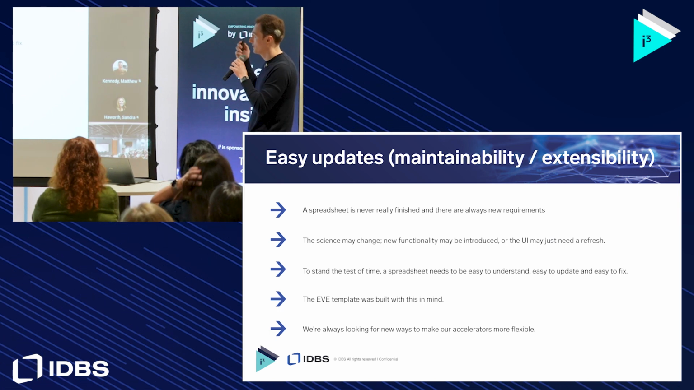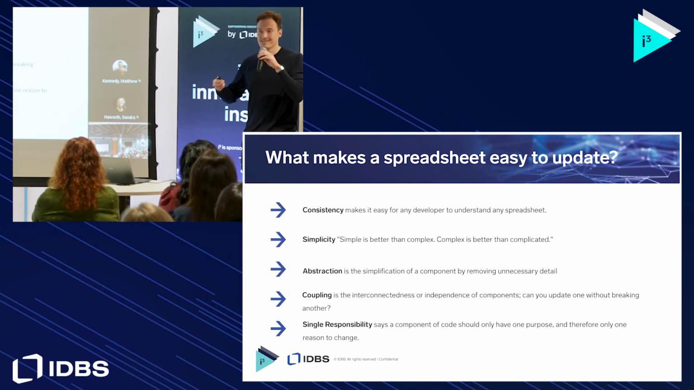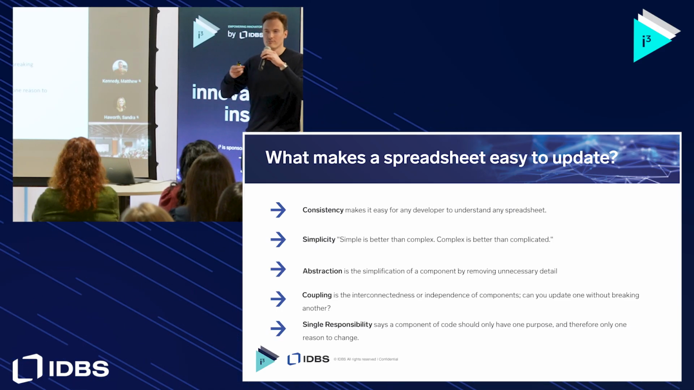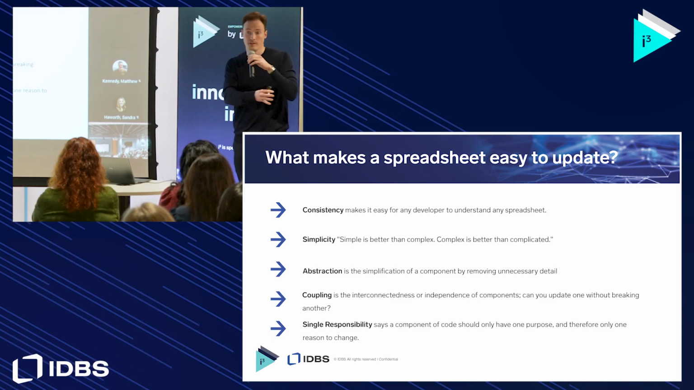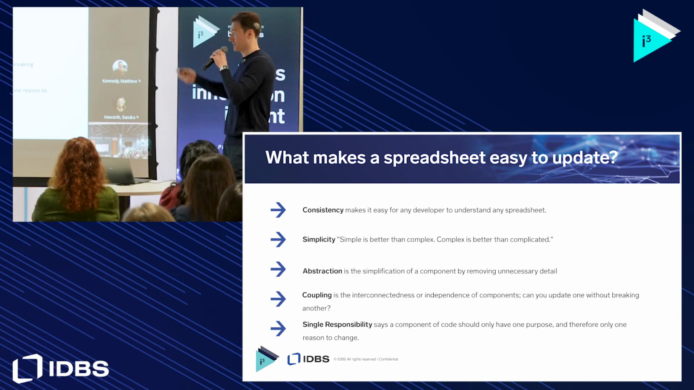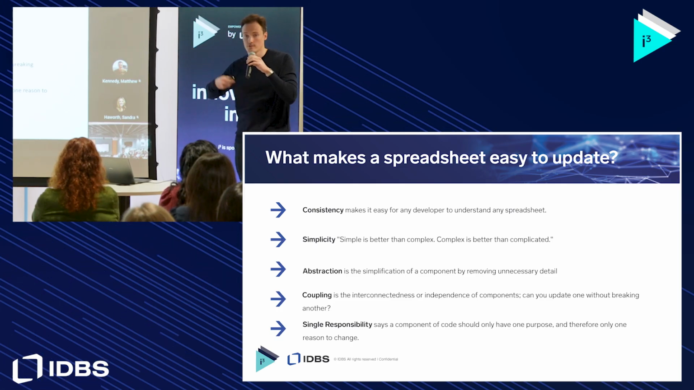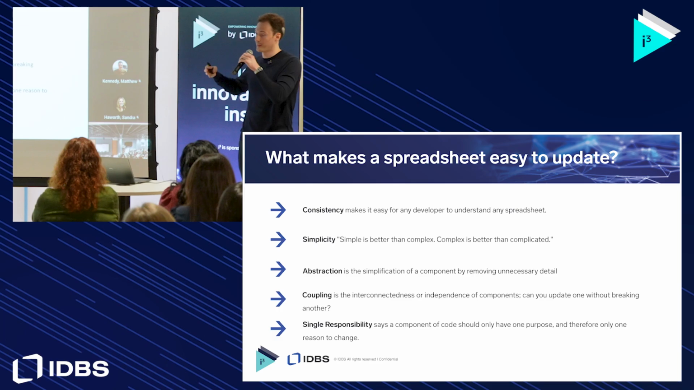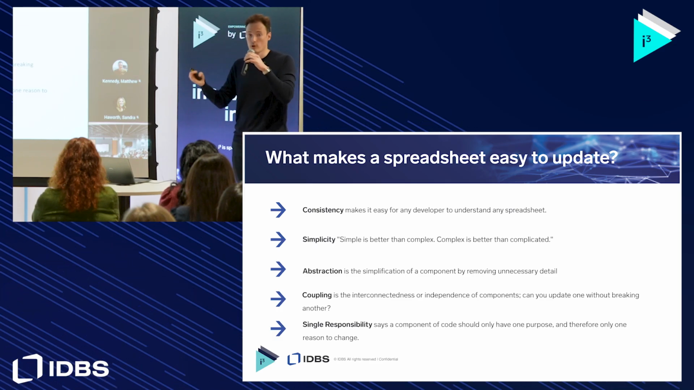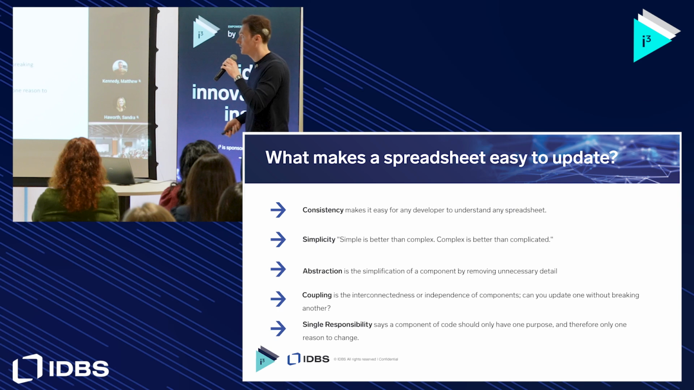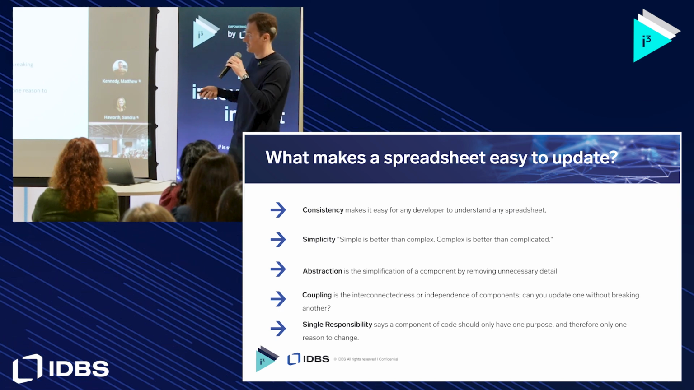So what actually makes a spreadsheet easy to update? For me, this is about articulating some of the things that I wasn't really taught when I started doing spreadsheet development, but they're common concepts in software development, for example. Consistency is a big one, and you can see that in the Eve template. If you build things in a consistent way, then any spreadsheet developer can pick up any spreadsheet, and they'll know more or less what they need to do. Simplicity is using a line that I've stolen here from the Zen of Python.